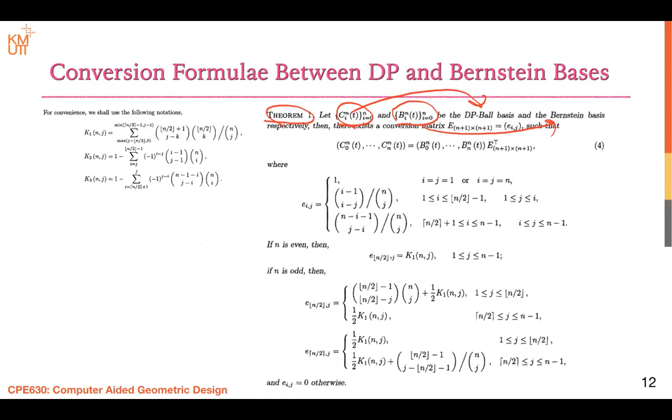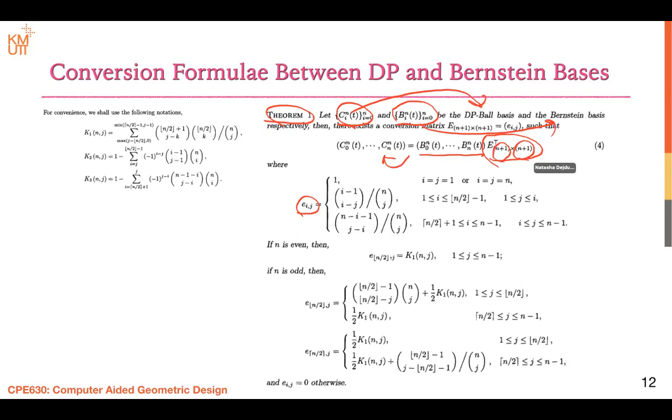And then you want to convert from Bezier to this. To convert from one basis to another, you can use this conversion matrix E, big E. And in big E, we have the element small e, Eij. Eij is an element in the square matrix. This one is a square matrix, n plus 1 by n plus 1.